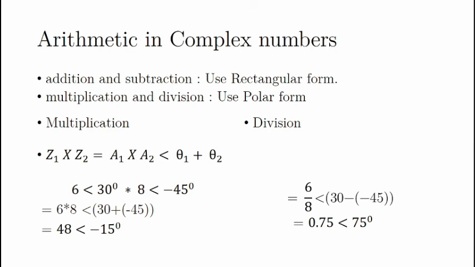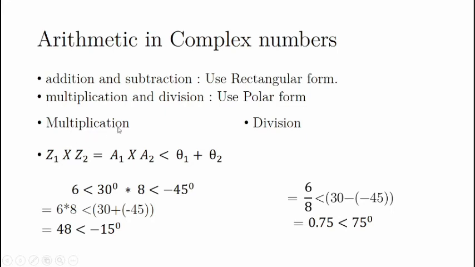Now, how can we multiply and divide two complex numbers? For addition and subtraction, we usually use the rectangular form, whereas for multiplication and division, we use the polar form. Or in your scientific calculators, you can do it directly by converting into complex mode. So we'll have a quick review on this.